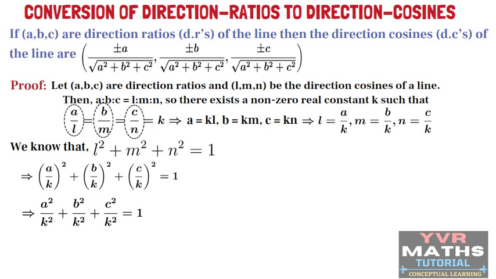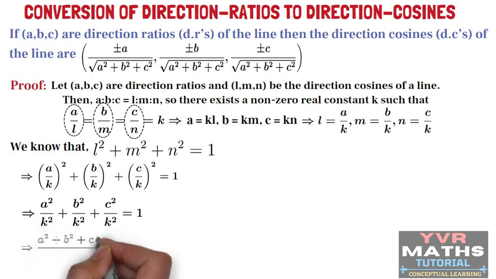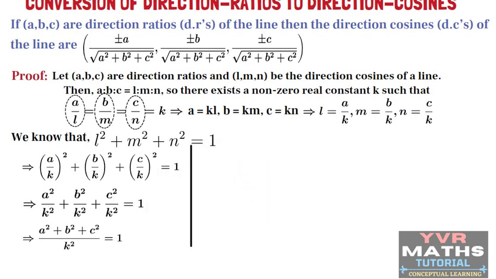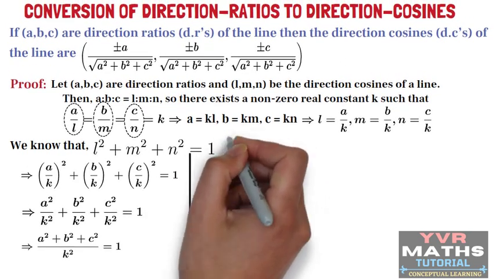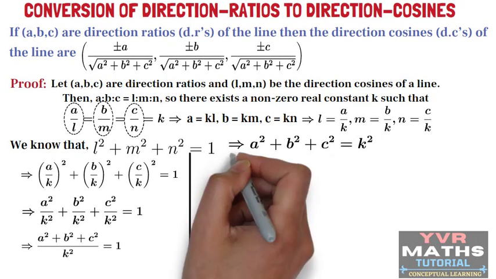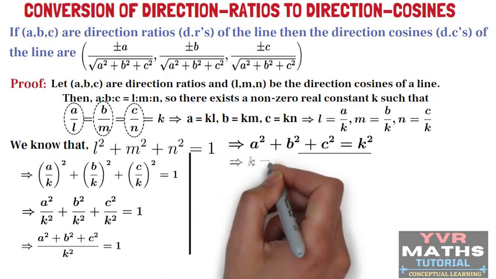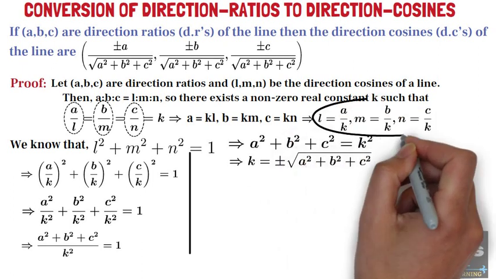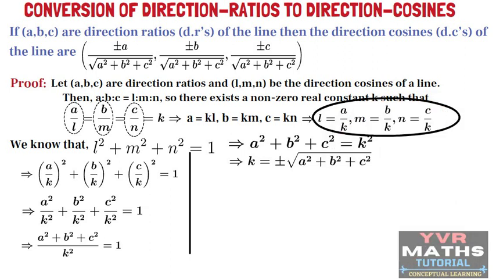Now take the LCM, then you will get (a square plus b square plus c square) by k square is equal to 1. Now you can cross multiply, then a square plus b square plus c square is equal to k square. Then what is the value of k? k is equal to plus or minus under root of a square plus b square plus c square. If you observe here, l is equal to a by k, m is equal to b by k and n is equal to c by k. So these are the direction cosines of a line.